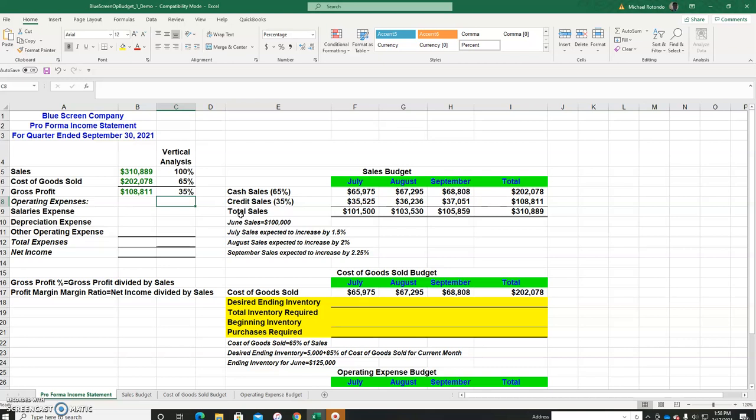So what we'll do in the next video is we will do the operating expense budget, and then we'll finish up the pro forma income statement.